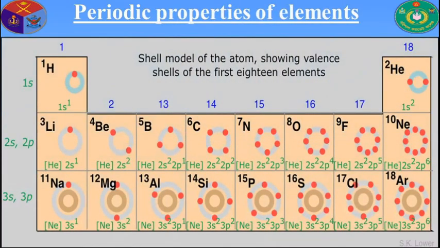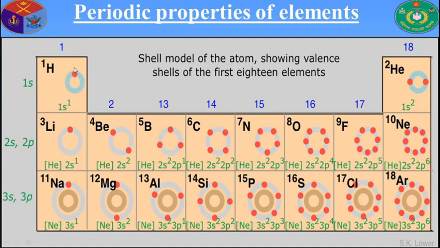Now move on to the next periodic property, which is electron affinity. The amount of energy released when 1 mole of electrons is added to 1 mole of neutral gaseous atoms of an element to produce 1 mole of uni-negative gaseous ions is called the electron affinity of that element. Now consider the groups of the periodic table.